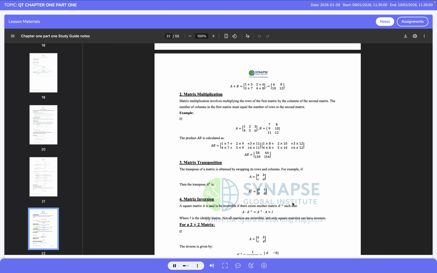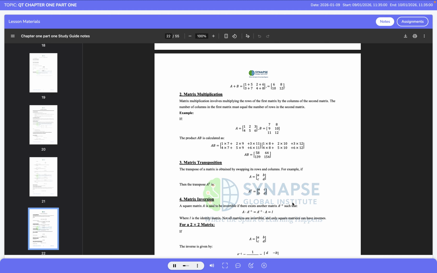For example, when multiplying a 2 by 3 matrix by a 3 by 2 matrix, each element in the resulting matrix is formed by taking a row from the first matrix, a column from the second matrix, multiplying corresponding elements, and summing the products. This process produces a new matrix whose dimensions depend on the outer dimensions of the original matrices.